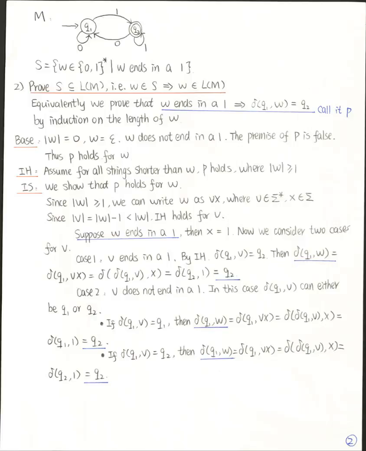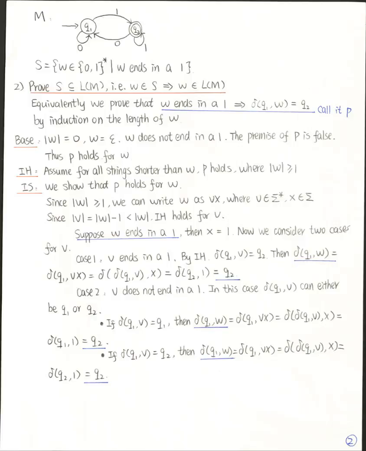That's the base case. Now the inductive hypothesis. We assume that for all strings shorter than W, this P holds, where W is a string longer than the empty string. Now let's check the major part, the inductive step. In this step, we want to show that this P holds for W. Our goal is to show that if this W ends in a 1, then this machine ends in Q2 when running on W.